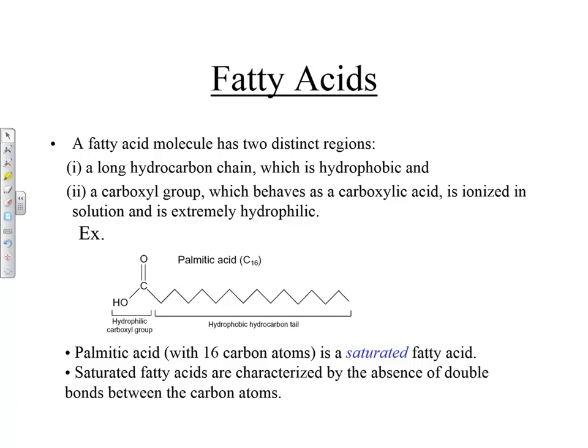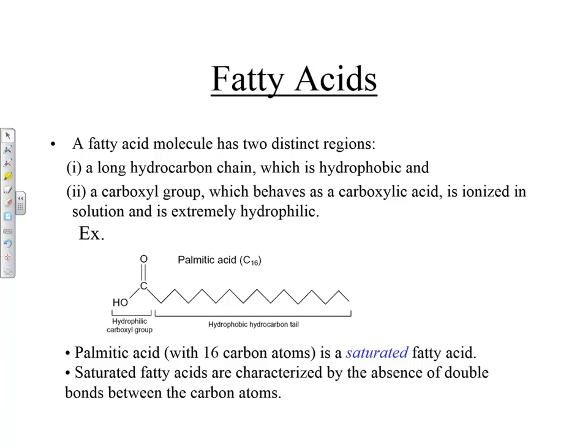But on the other hand, the fatty acid will also have a carboxyl group, C double bonded with OH. And this is a hydrophilic group, because this likes water. This portion can dissociate in water, or partially dissociate to produce hydrogen ions. So it'll have two things: a long hydrocarbon chain, and then a carboxyl group, which behaves as a carboxylic acid, is ionized in solution. That means it gives up its hydrogen ion, and is extremely hydrophilic. It really loves water. So this one loves water, and this one hates water. So that's a fatty acid, and you can have different examples of that.